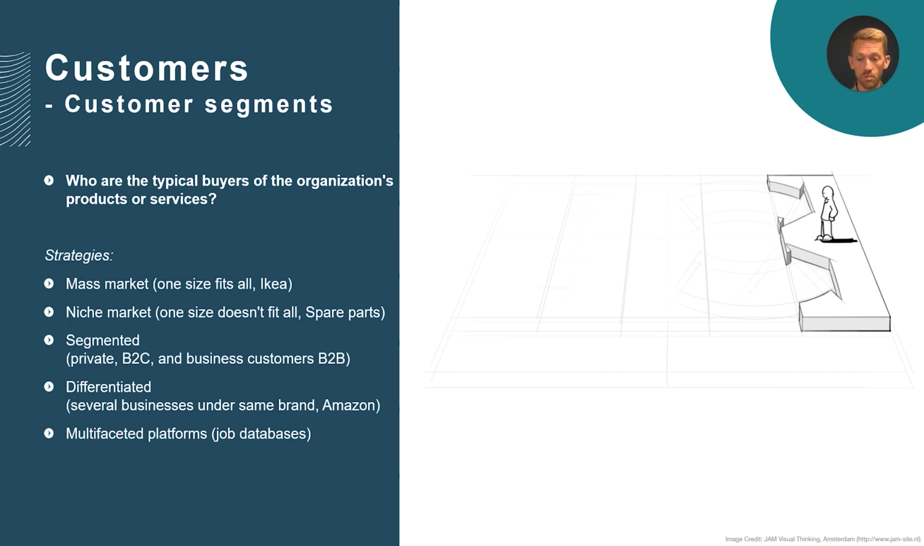We also see multifaceted platforms. An example of this could be job databases. For this service to work, you need the job seekers, you need the private customers to go into the platform and seek the jobs, but you also need to work with the companies that are putting in the job posts on the platform. If you don't have any job seekers in the system, it's not really relevant for the companies to post their jobs in there.